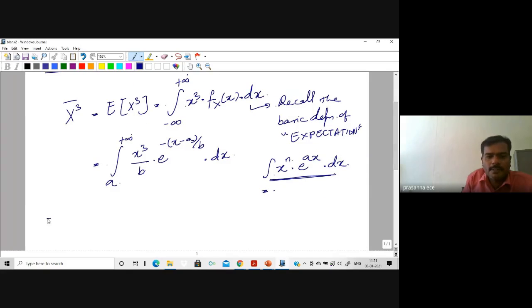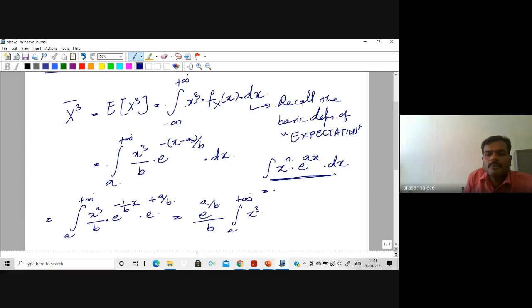If I expand this, the integral will be from a to infinity x cube by b into e power minus 1 by b x, into 1 by b into e power plus a by b. So I can make this e power plus a by b come outside. So e power plus a by b divided by b into integral a to plus infinity x cube into e power minus 1 by b x dx. So there is a dx.